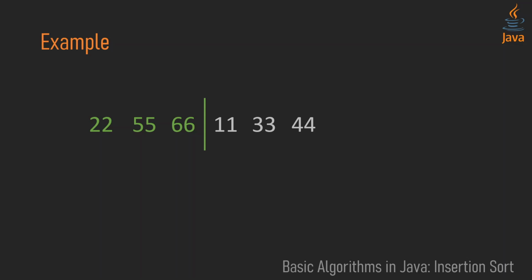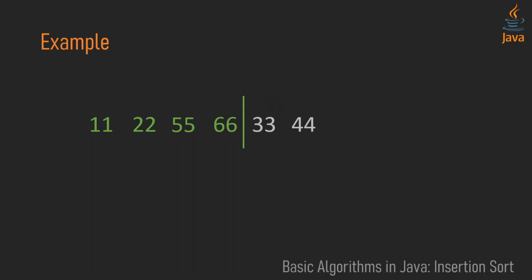Now we try to insert the 11 into this array. 11 is compared to 66. It is less than 66, so those two elements are swapped. 11 is also smaller than 55, so those two elements are swapped. And 11 is less than 22. So there will be a last swap before 11 is inserted to its correct place. As you can see, we now have a list of 11, 22, 55, 66 that is already sorted.